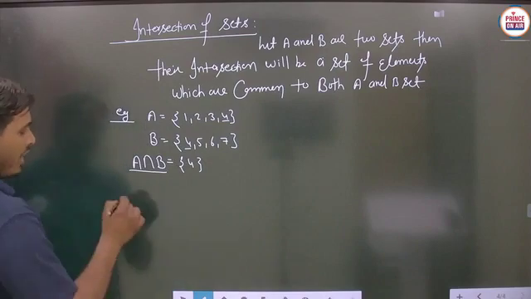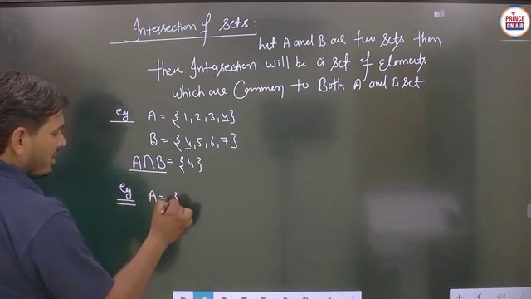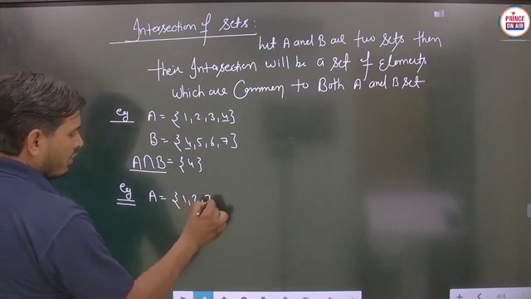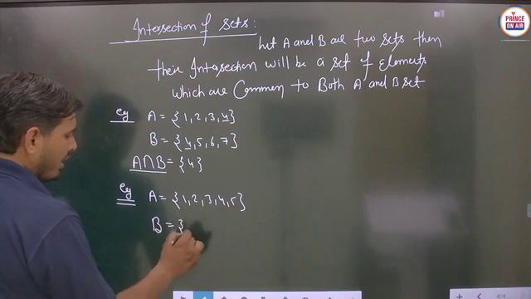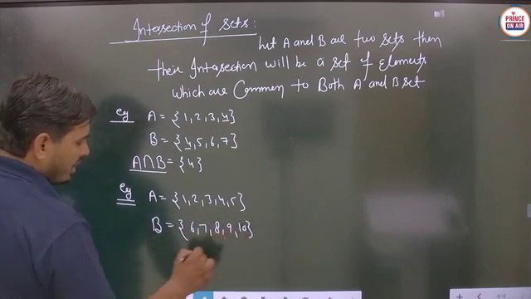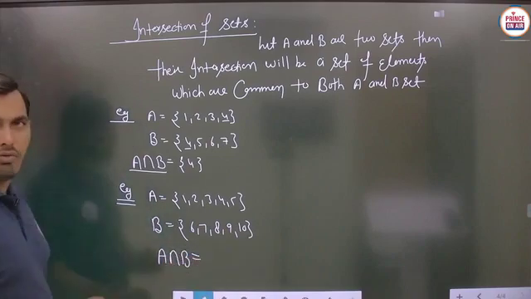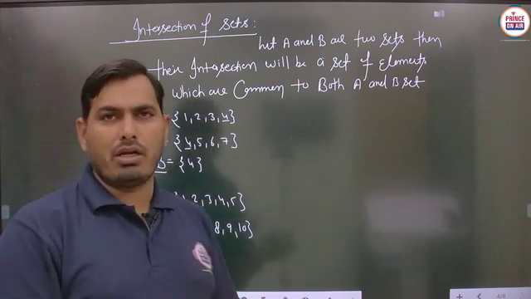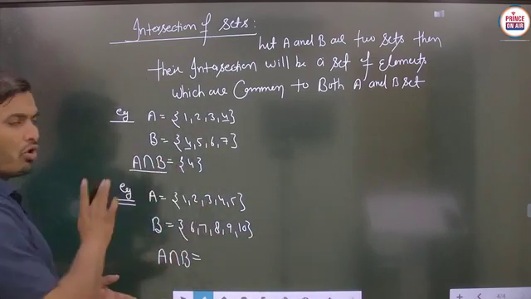Now suppose we see another example. Suppose set A has the elements 1, 2, 3, 4, 5, and set B has the elements 6, 7, 8, 9, 10. Suppose like this, and we have to calculate A intersection B. Then what should be the answer? So basically students, in the intersection operation, we have to look for the common elements here.